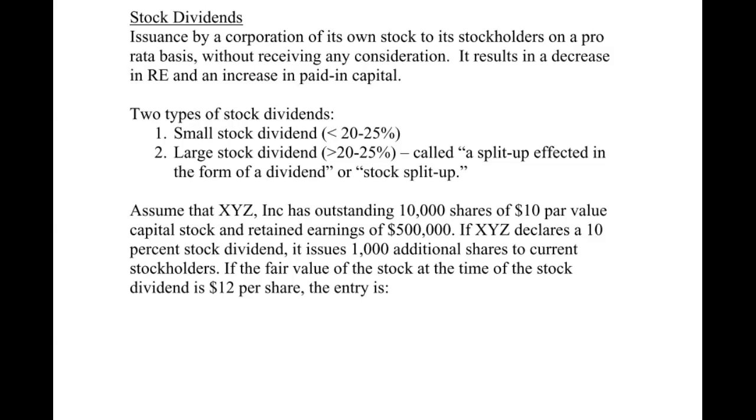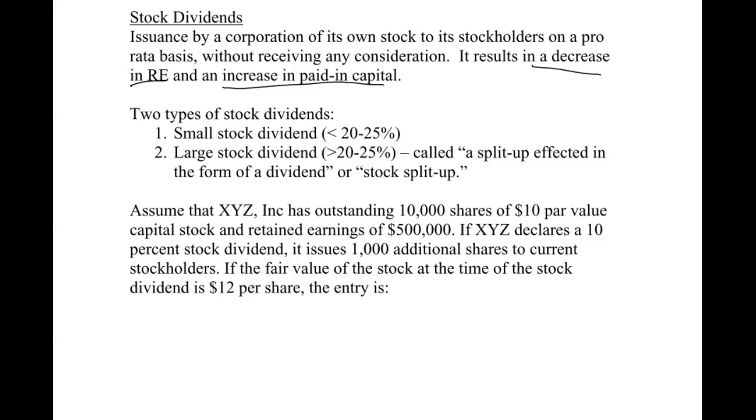So it results in a decrease in retained earnings. But we're also issuing stock, so we're going to have an increase in paid-in capital because we're going to end up crediting common stock and possibly crediting additional paid-in capital as well.